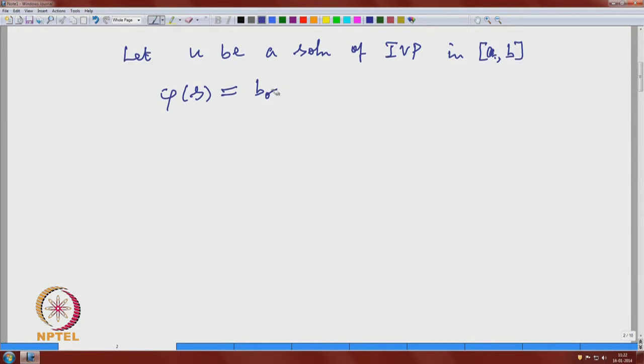So, we form this: b 0 u, and we emphasize the dependence on s, so we say u at t, emphasizing the dependence on s. So, this is phi of s equal to b 0 u(b, s) plus b 1 u dot(b, s) minus beta. So, just notice that this phi of s is nothing but the second boundary condition.